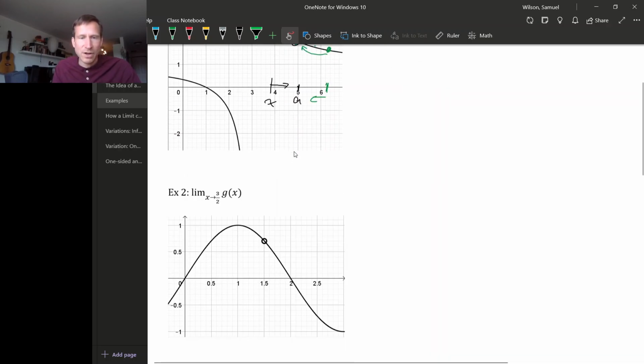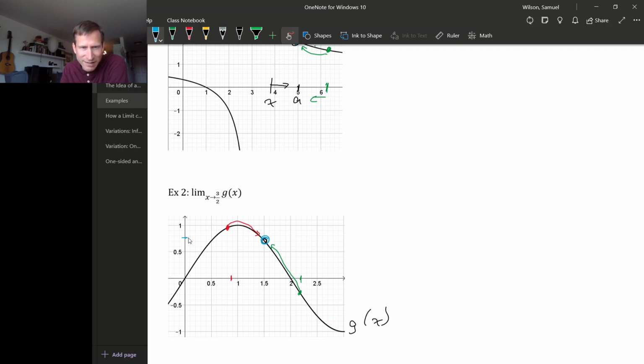All right. For another example, let's look at the limit as x goes to 3/2 of g of x. And this is a graph of g of x here. Well, we can do the same sort of visual calculations. Start off to the right, that's down here, and the point's going to slide this way. If we start off to the left of 3/2, which is 1.5, that's over here, then the point on the graph is going to slide this way. And you can see that they're both sliding towards the same height.